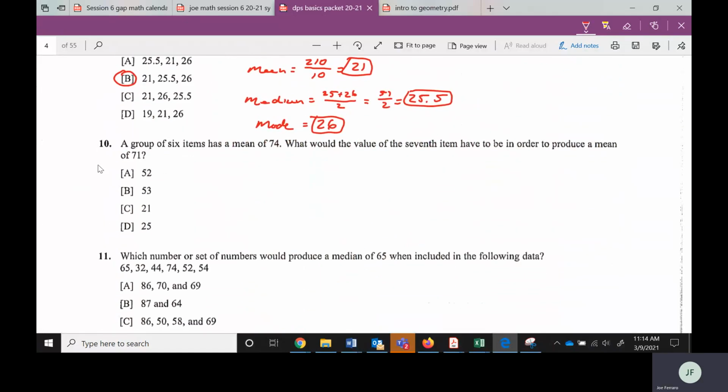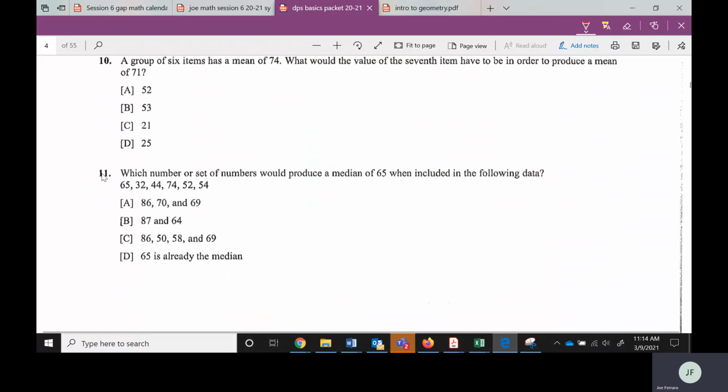This number 10 is going to be like number 6. Let's go to number 11. It says, which number or set of numbers would produce a median of 65 when included in the following data? So it says you're going to start out with this data. We're going to put that in order.